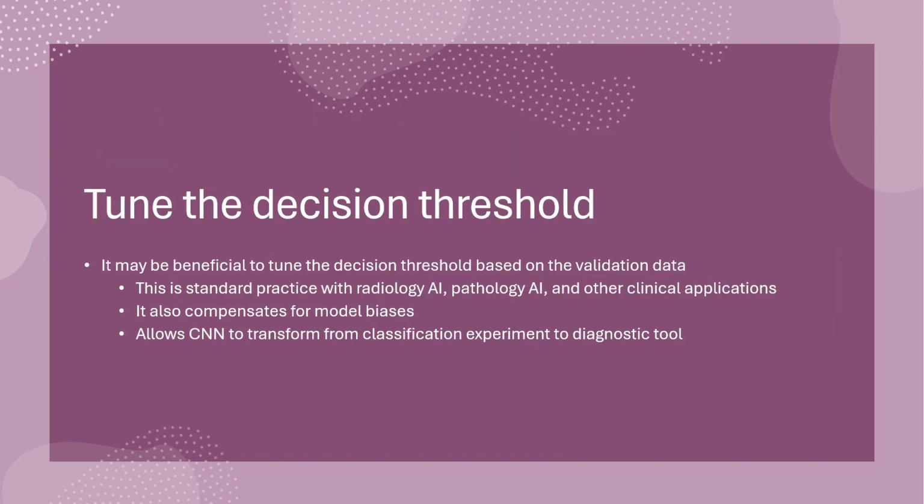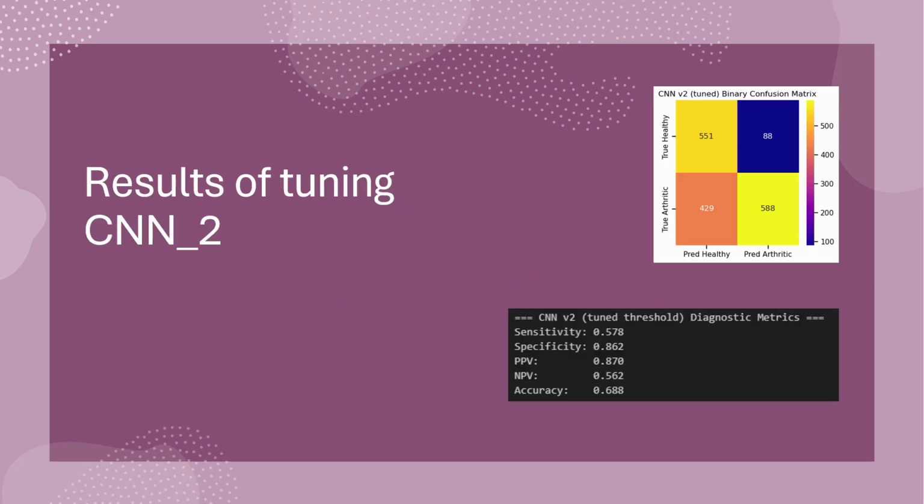And so I determined that the next step should be to tune the decision threshold, because this is standard practice with radiology AI, pathology AI, and other clinical applications. Seeing as we're looking through a radiological lens, it made sense. It's going to compensate for model biases, and in practice, tuning the decision threshold allows the CNN to transform from a classification experiment to a diagnostic tool. And here's the results of my tuned CNN2.